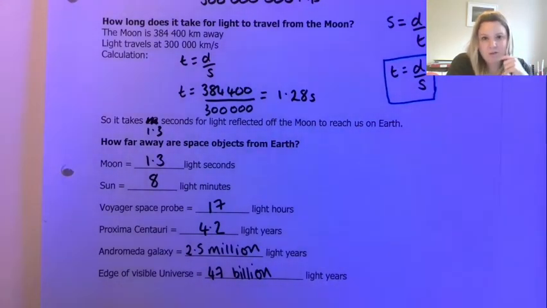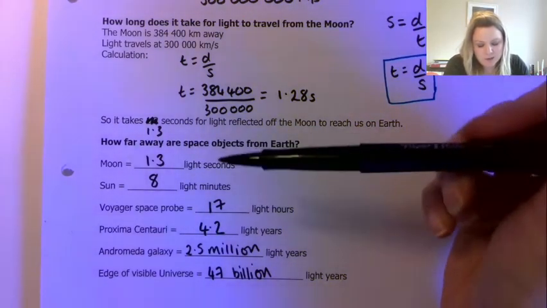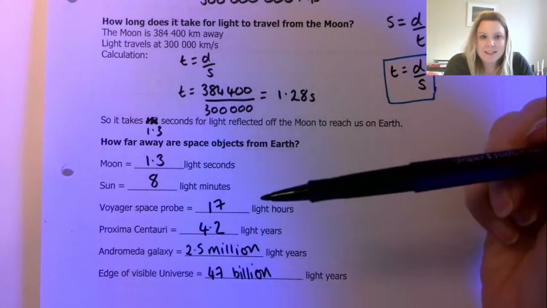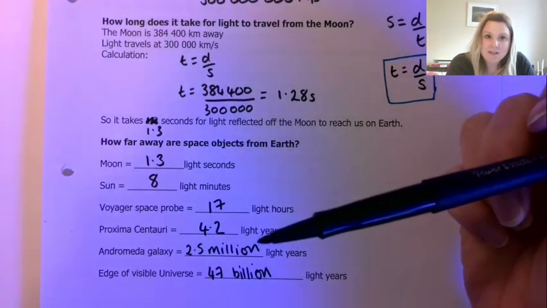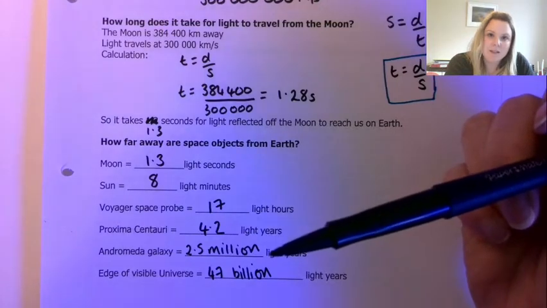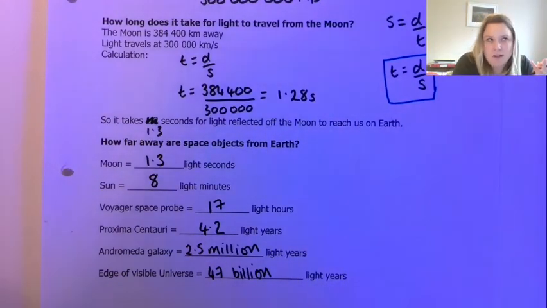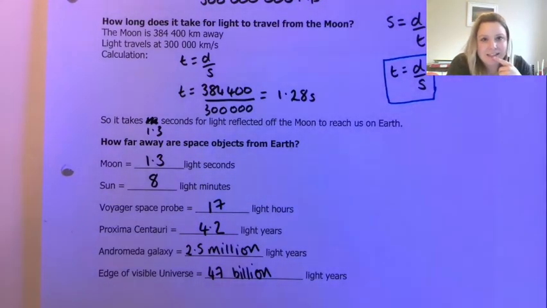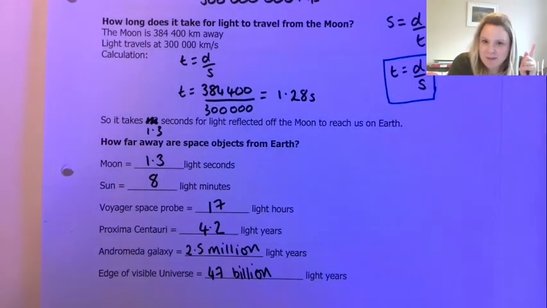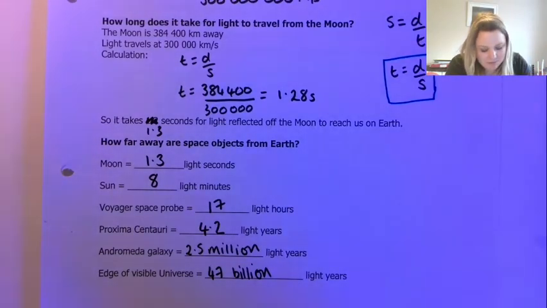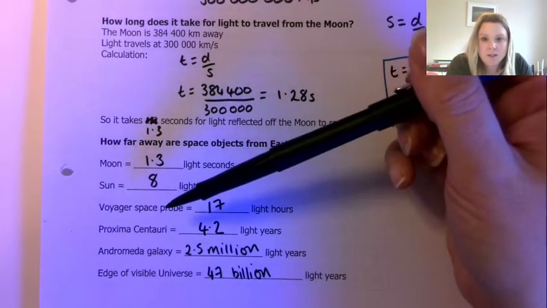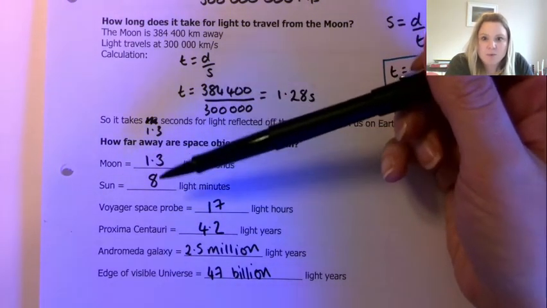However, whenever we look at some of these other ones, if we look at the sun, it's 8 light minutes away. That means that it takes the light 8 minutes to reach the Earth from the sun. I know you shouldn't look at the sun because you'll damage your eyes, but if you look at the sun, you're actually seeing how it was 8 minutes ago. Isn't that crazy?